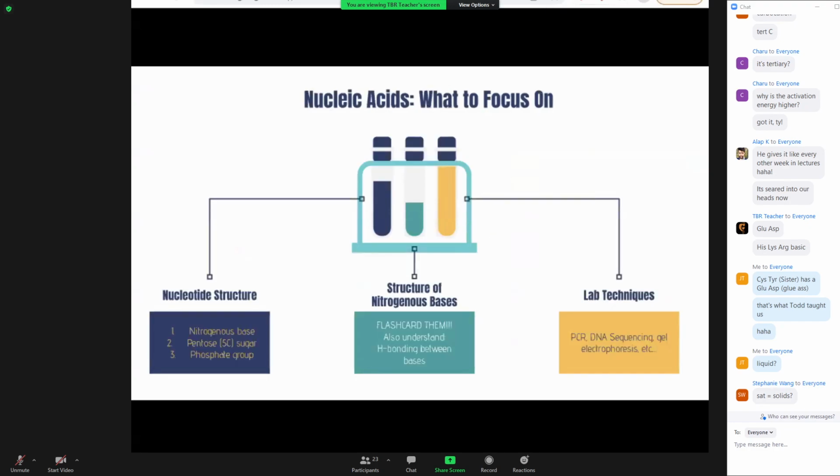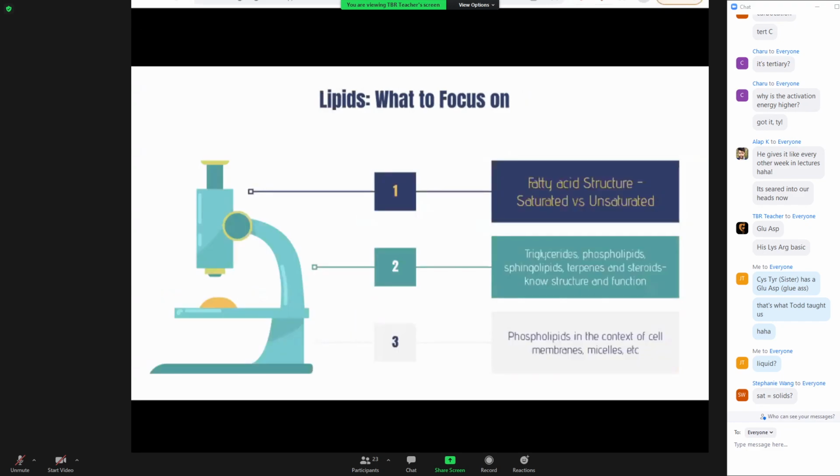And then nucleic acids, what you should focus on. So, I don't think I said anything about sphingolipids, but just know the structure. I have never seen a question on a sphingolipid, but just be able to familiarize yourself with what the structure looks like. I don't think they're particularly important, and in my experience, I haven't seen any questions asked about them.